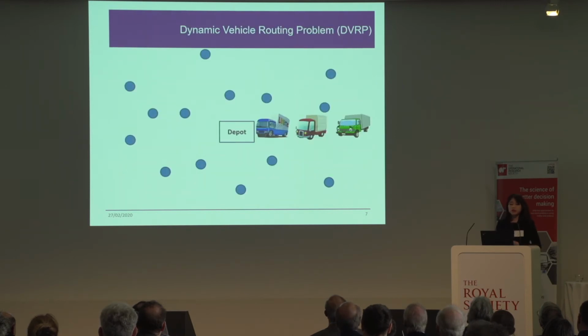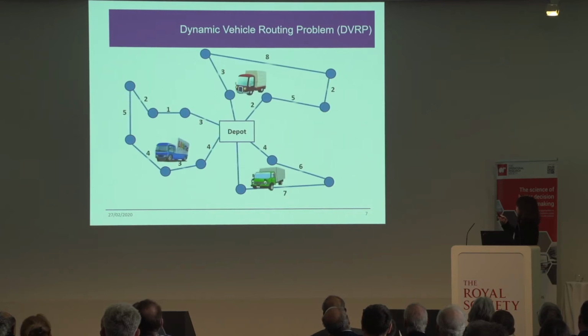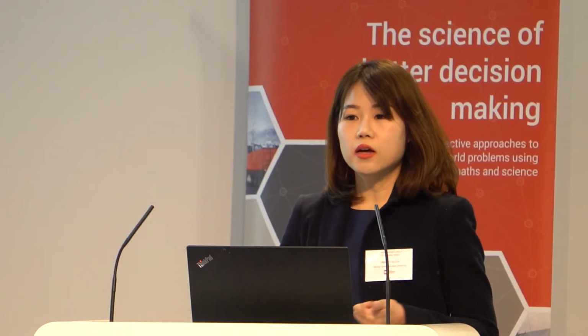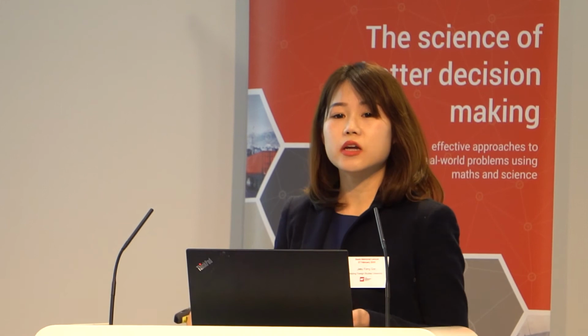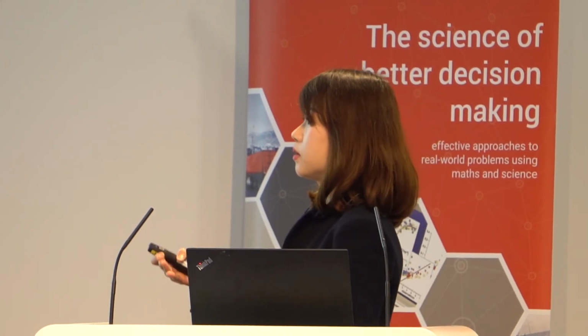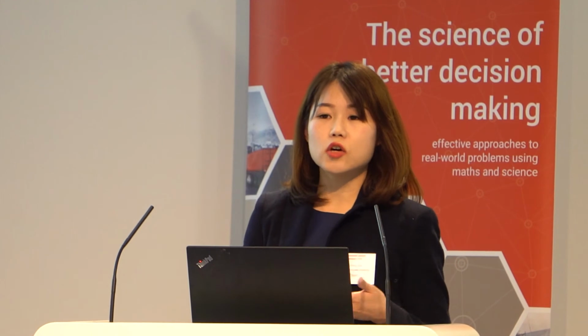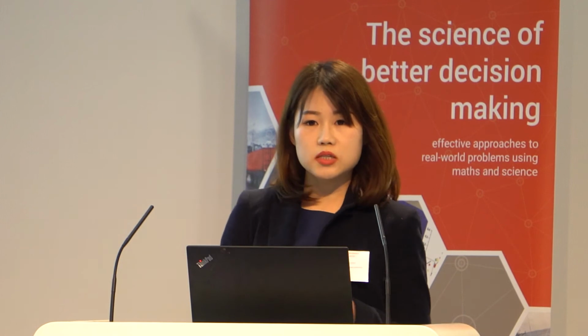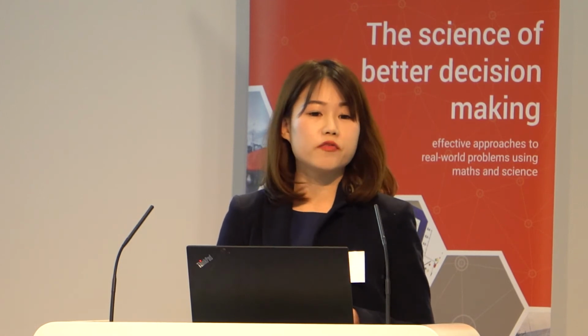Now, the third variant studied in my research is known as the dynamic vehicle routing problem. In the dynamic vehicle routing problem, according to the literature, there are two types of dynamism considered. First is the change of customer order, where the customer can modify the order, cancel the order, or place a new order. And this change of order needs to be incorporated into the existing routes.